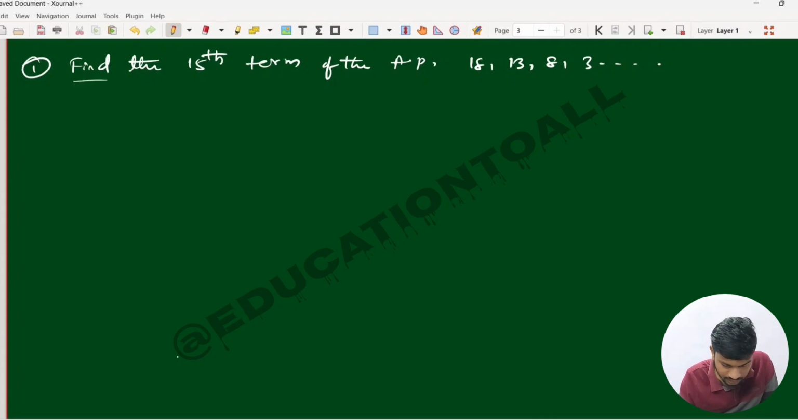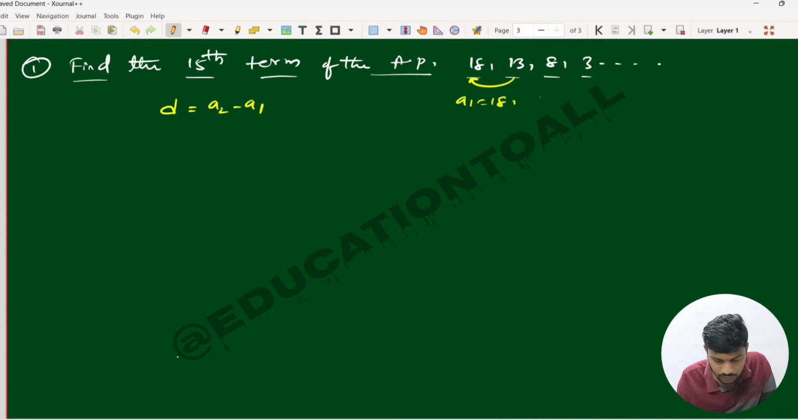Find the 15th term of an AP which has 18, 13, 8, 3 and so on. Let me check whether this follows an arithmetic progression or not. So we have to find a common difference, where the common difference is equal to second term minus first term. So a2 minus a1, where a1 is equal to 18, a2 is equal to 13 and a3 is equal to 8. Then finding the common difference, d is equal to a2, which is 13 minus 18. So the difference is minus 5.